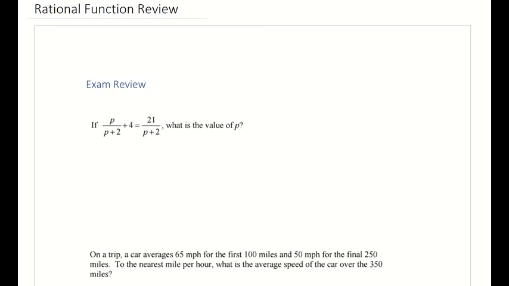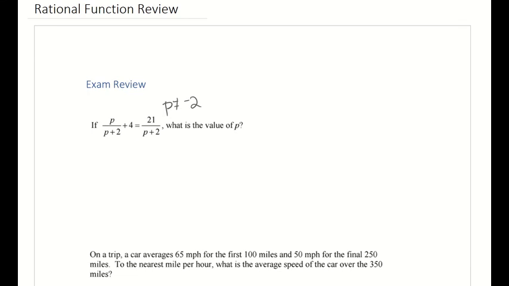Hello, today we're going to take a look at the review for the rational function unit. The first thing we need to do with this one is set our denominators equal to 0 to find what our variable can't be. So in this case, p cannot equal -2.